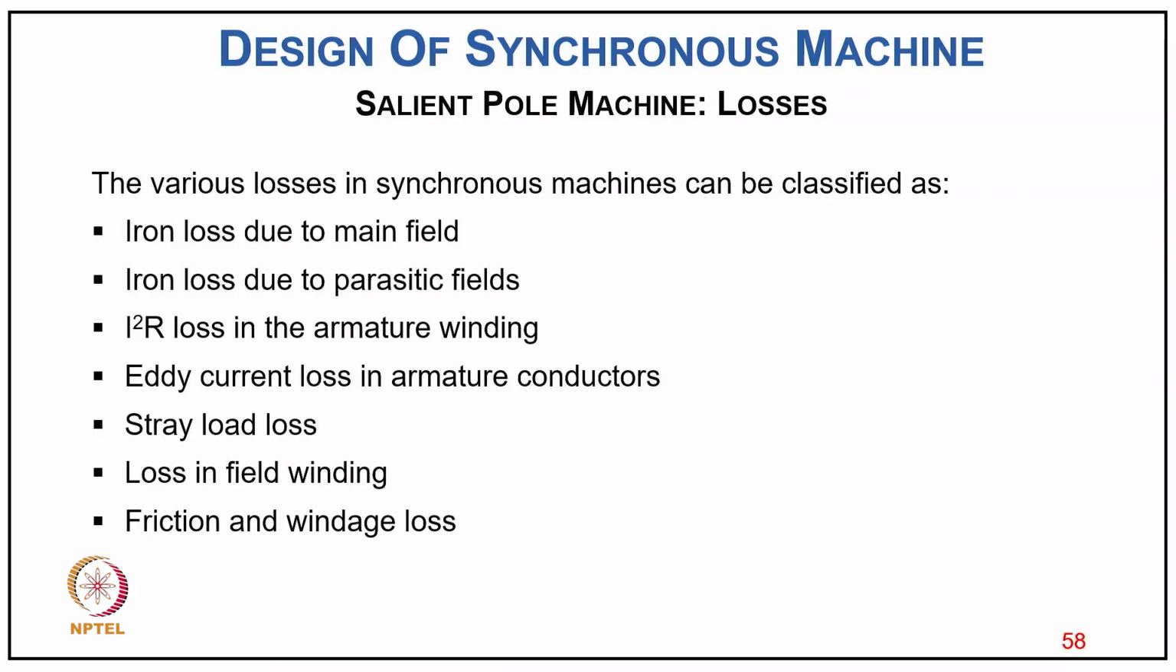So now coming to the losses in synchronous machine, the various losses can be classified as iron loss due to main field, iron loss due to pole face field, I square R loss in the armature winding, eddy current loss in the armature conductor, stray load loss, loss in the field winding, and friction and windage loss.